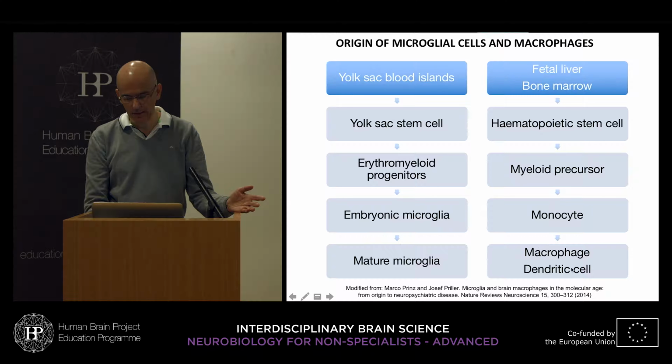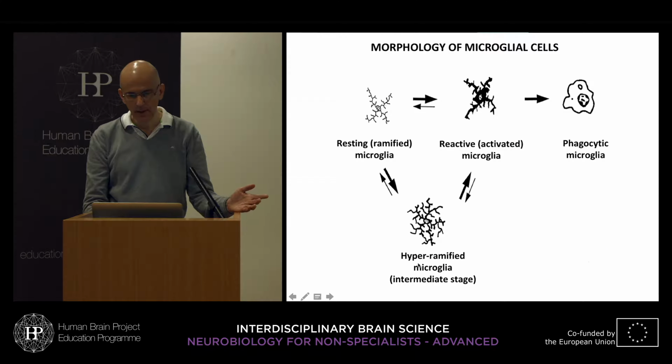So this is a kind of second wave of myeloid cells, which then can enter the brain and also play important functions there. But the primary immune cell of the brain is the microglial cells. How do microglial cells look like? And this is a very gross schematic overview.